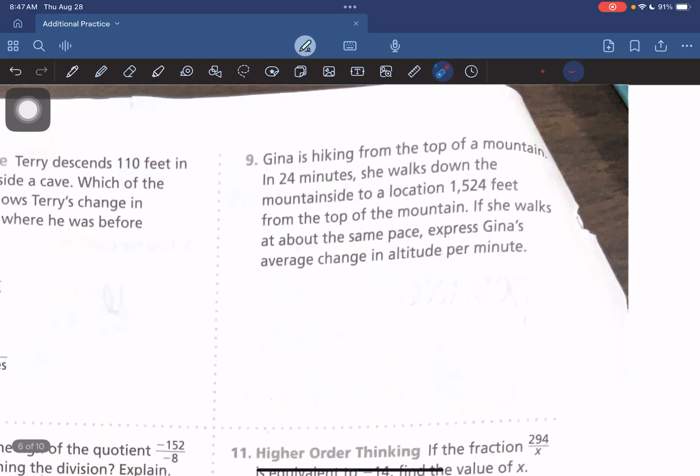Gina is hiking at the top of the mountain. In 24 minutes, she walks down the mountainside to a location 1,524 feet from the top of the mountain. If she walks at about the same pace, express Gina's average change in altitude per minute. It says that she is hiking from the top of the mountain. So she walks down to a location 1,524 feet from the top. So we've got this amount that she has covered. She's going down, that's why it's negative.